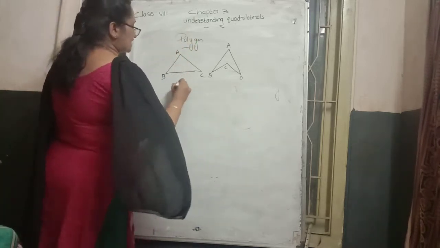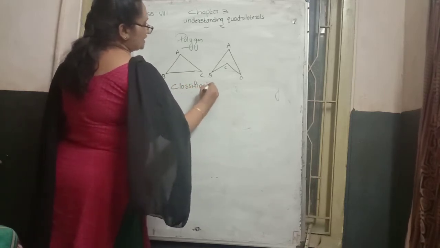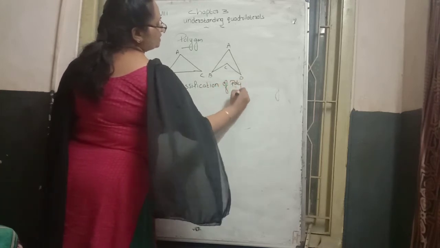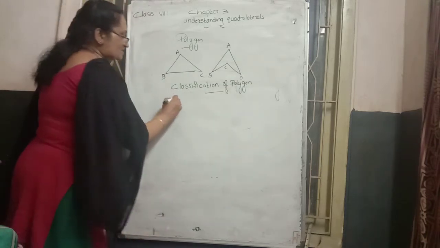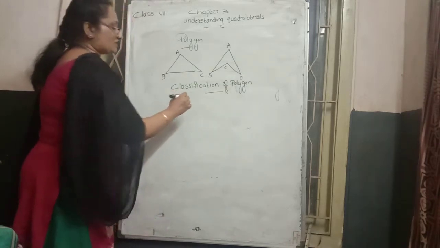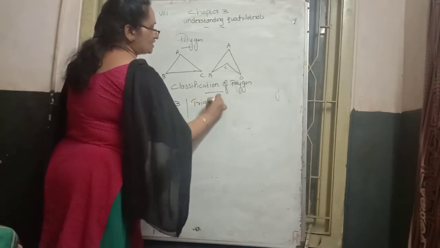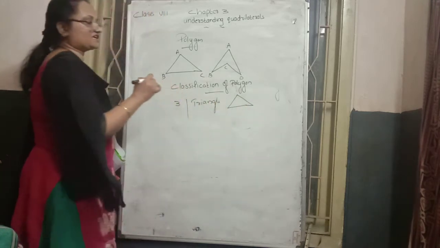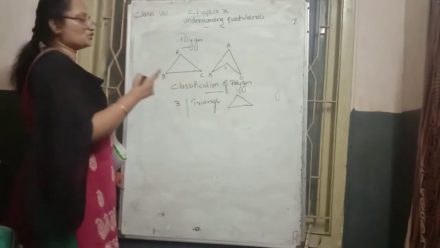Next, classification of polygon shape. Different types of polygon are there. First, a three-sided figure we call a triangle. It is an example of a polygon. Here, see, when three line segments join, we get a triangle shape. This is an example of a polygon shape.